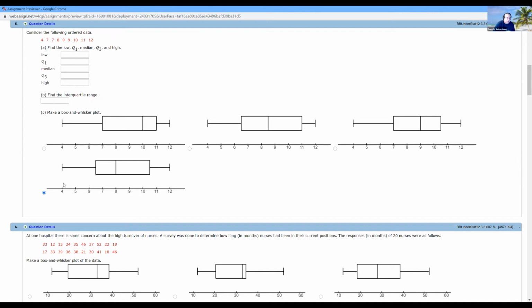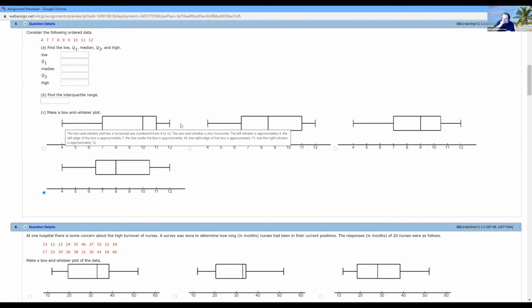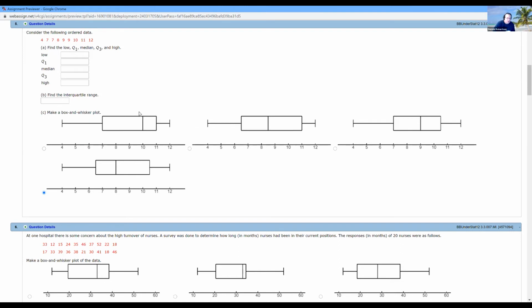So let's find out. It starts at 4 and it finishes at 12. Well, that didn't help me much. Don't they all start at 4 and finish at 12? Wouldn't I need to know what the median is? And that might make me figure out which one's the right one. But one of these pictures is correct, and you pick it.